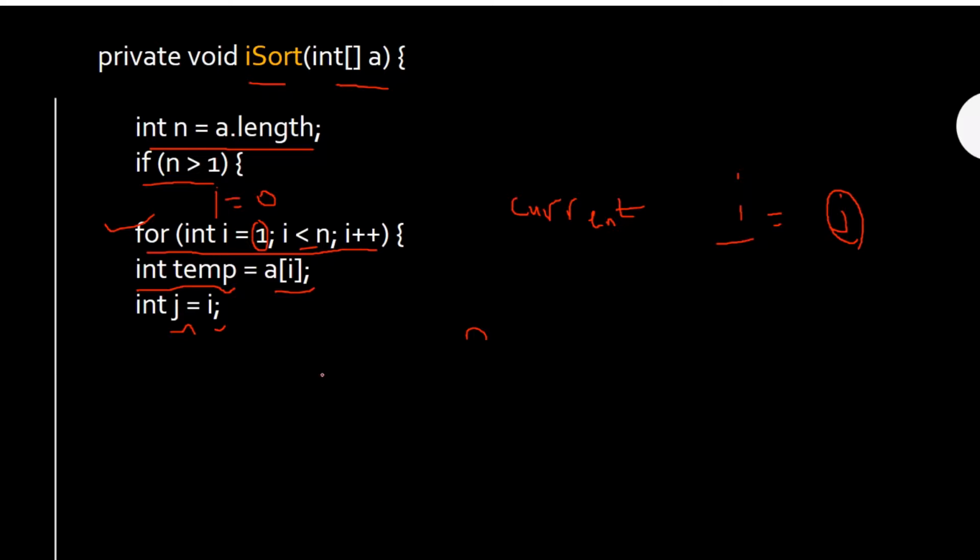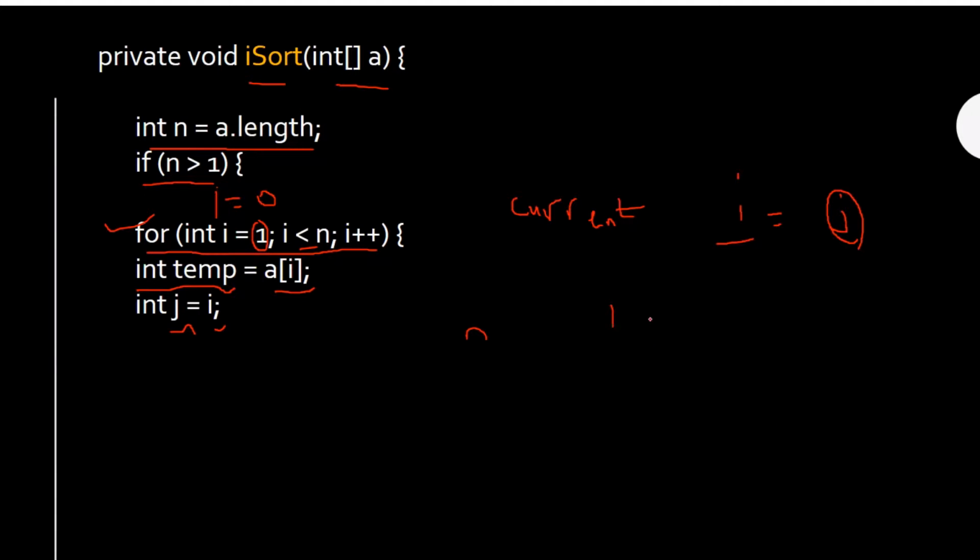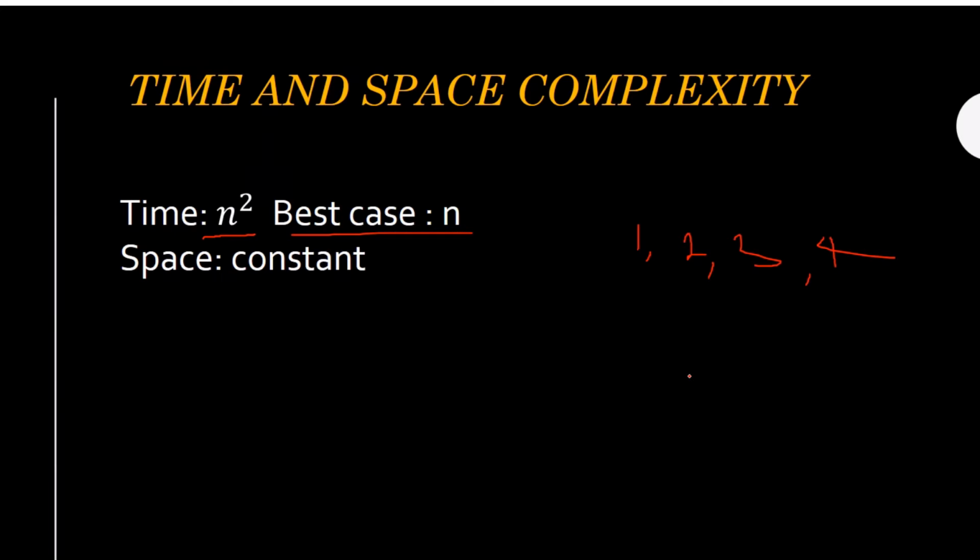But in the worst case, we iterate through the for loop with the while loop. Each time we go through the for loop once, we go through the while loop at most n times if the array is reverse sorted. So we have to do the swapping n times, and the for loop is also n times, so it becomes n squared. That will be our worst case scenario. So in the worst case, it is n squared.